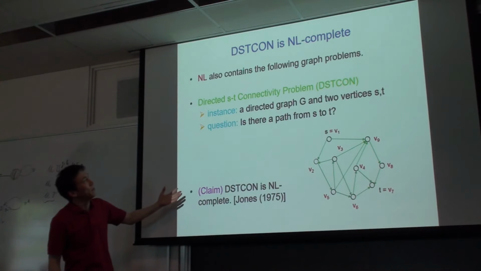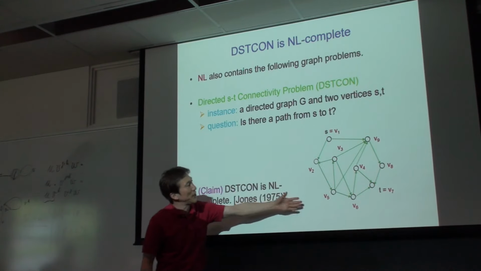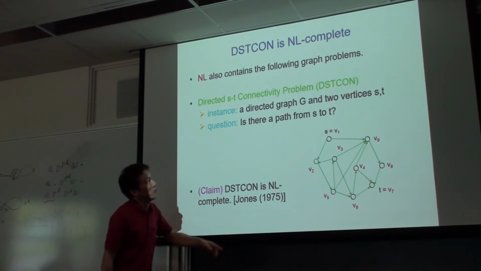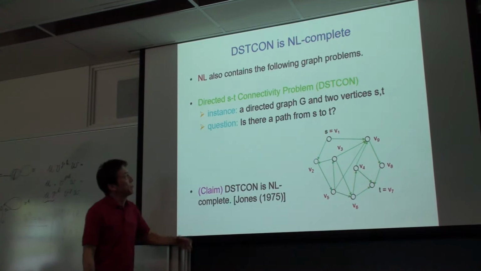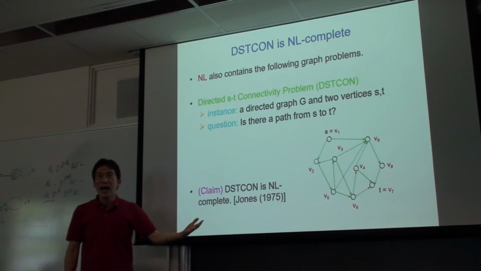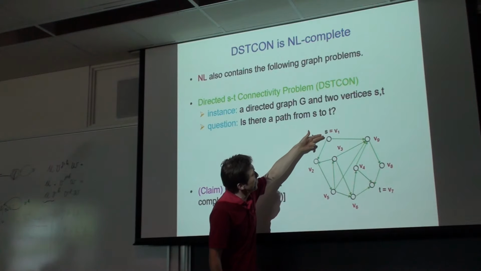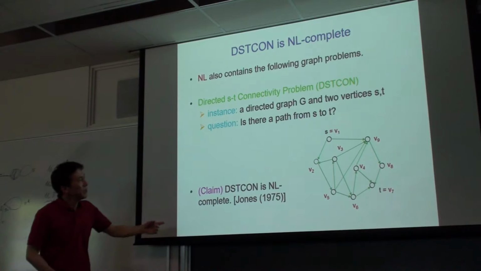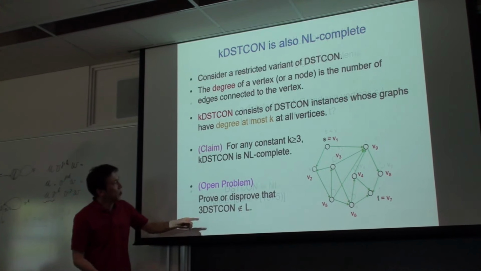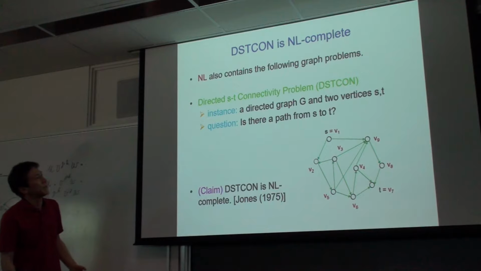This is the problem where a directed graph, something like this one, is given, and two particular vertices, S and T, are specified. Now your task is to find whether there exists a directed path from S to T. So this problem is known to be NL-complete using log space many-one reduction.